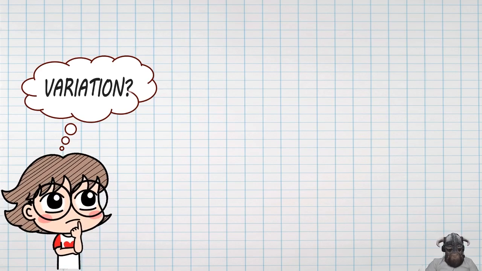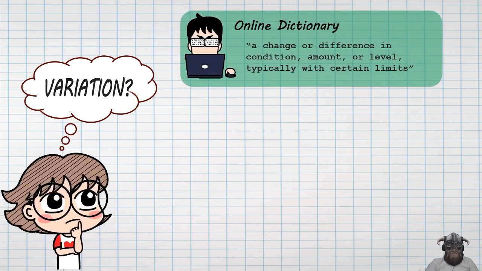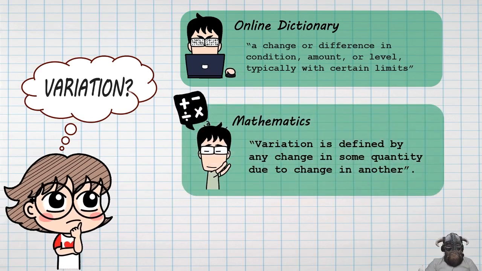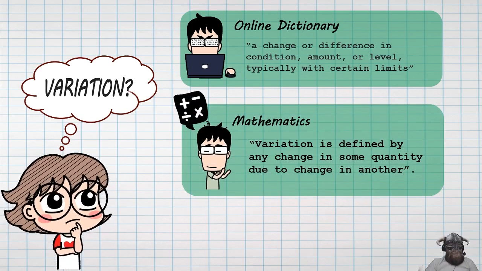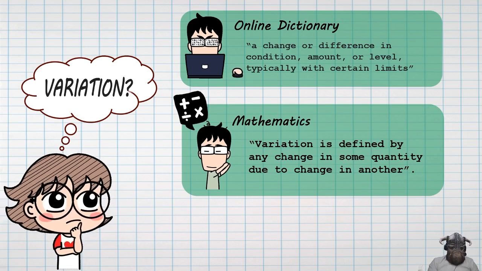According to an English online dictionary, a variation is defined as a change or difference in condition, amount, or level typically with certain limits. Pero sa math, ang ibig sabihin niyan ay ito. In math, variation is defined by any change in some quantity due to change in another. As we go on with the different types in the lesson, malalaman yung iba't ibang klase ng variation at kung paano nakakaapekto yung mga types ng variation na to dun sa mga quantities na pag-aaralan natin.